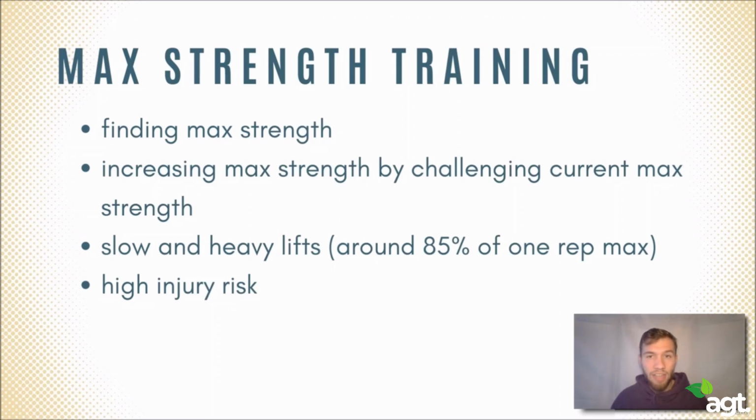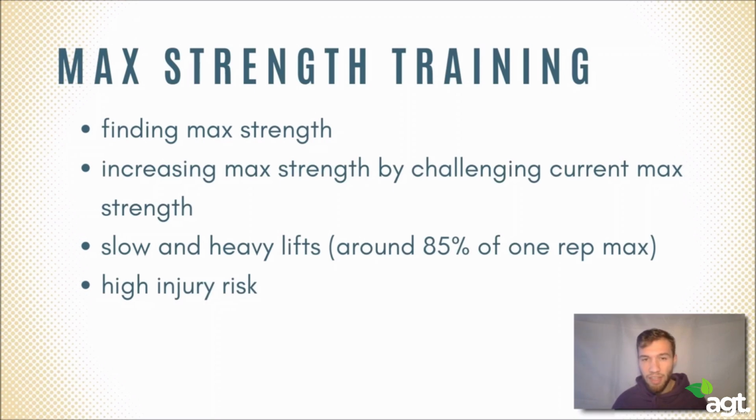We can increase our maximal strength by challenging our current maximal strength. So we're lifting heavy weights, and think of the force-velocity curve or the force-length curve. We're trying to increase the maximal strength, so we're trying to increase that maximal force output. This can be trained by performing slow and heavy lifts around 85% of your 1 rep max. 85% means if your 1 rep max is 100 kilograms, 85% would be 85 kilograms. So kind of close to your 1 rep max, but not quite there.